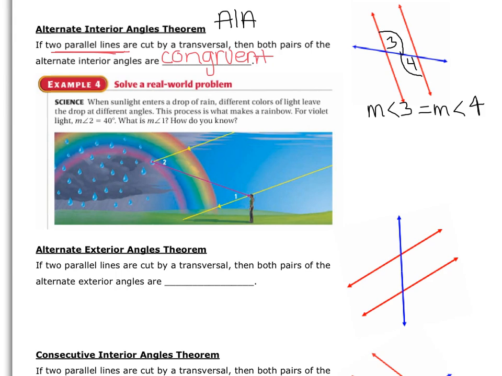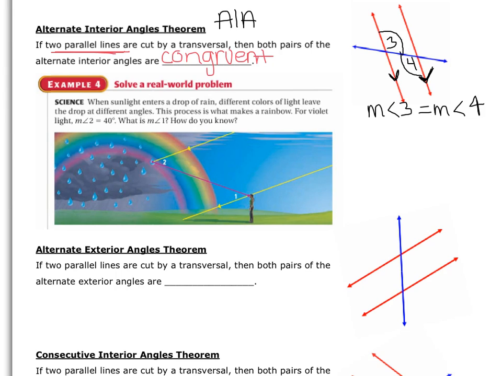And they would also be congruent. So we forgot we need to make these lines parallel before we can determine anything about the measurements. We need to make sure we have parallel lines. So make sure the symbols are on there or you can't really determine any measurements.